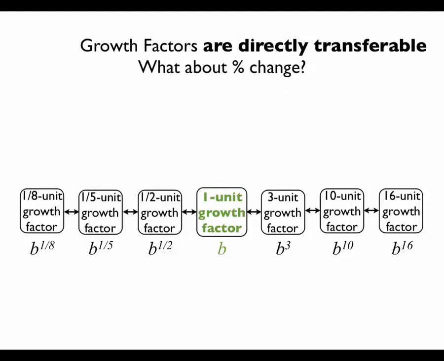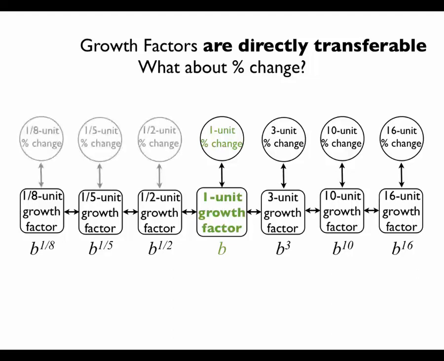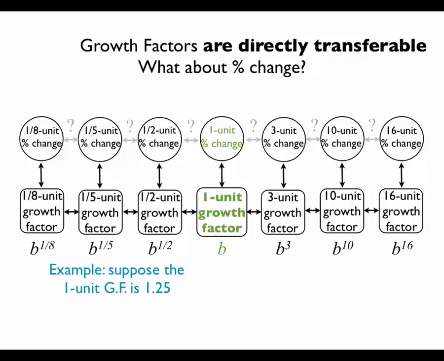Okay, well then what about percent change? We know we can get the 1 unit percent change from the 1 unit growth factor. And similarly, we can get each individual percent change from its respective growth factor or decay factor. So growth factors have this easy transference from one to the other, but what about percent change? Do we have some kind of fast track to get from 1 percent change to another? So we want to investigate that.